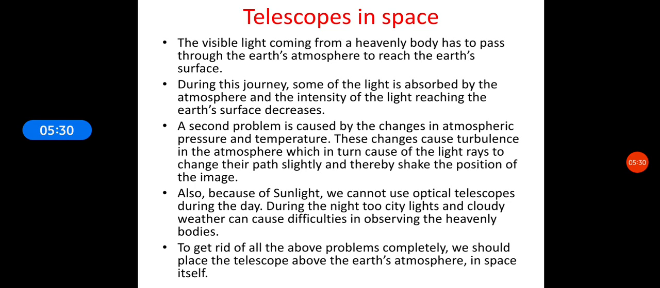above the Earth's surface in space itself. These problems do not exist in space, and thus the image obtained by space telescopes would be bright and very clear and will remain at one place. Scientists have turned this idea into reality. Examples: Hubble telescope and Chandra telescope.